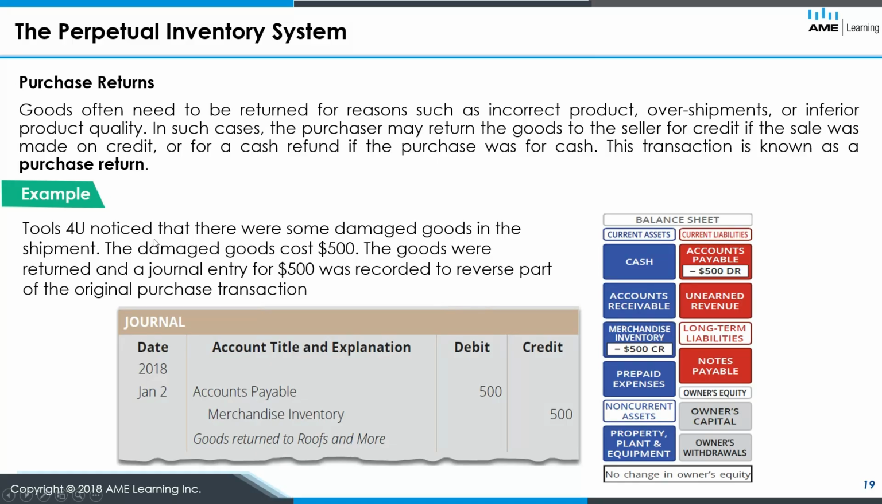So here we are as the business. We got the goods in. We notice some of them were damaged. And so, if we see a portion of them being damaged, here it tells us that portion was $500 worth of the inventory. And so we're returning this inventory. And so we basically just reverse that original transaction that we had.